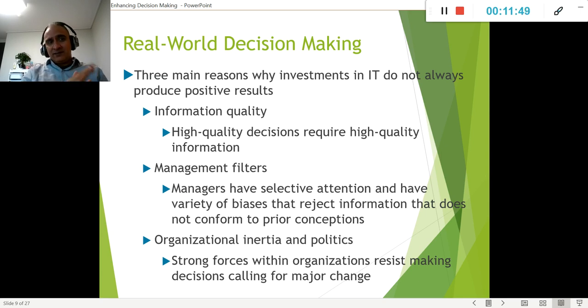Sometimes they are biased because of their own agendas. We could have a manager that perhaps has a more marketing approach or a financial approach, and he may go into that decision ignoring that the financial area perhaps is the most important in a certain project. So that could be. And then finally, we have organizational inertia and politics.